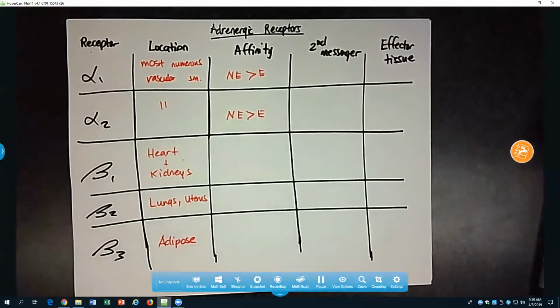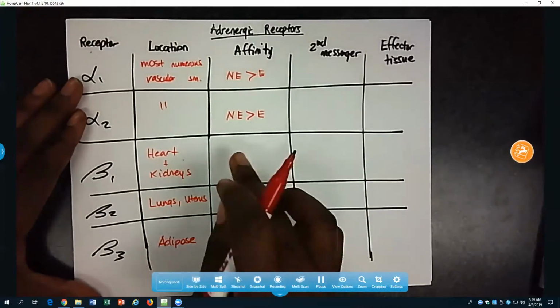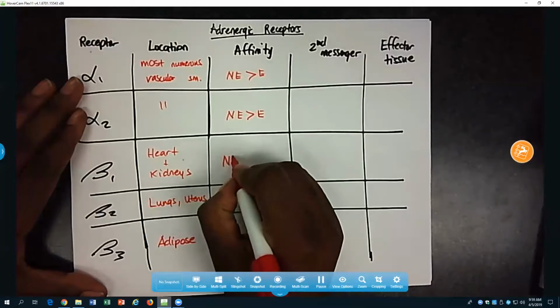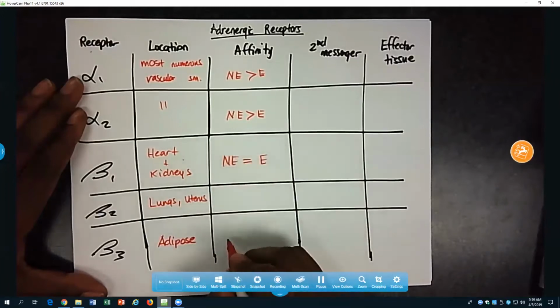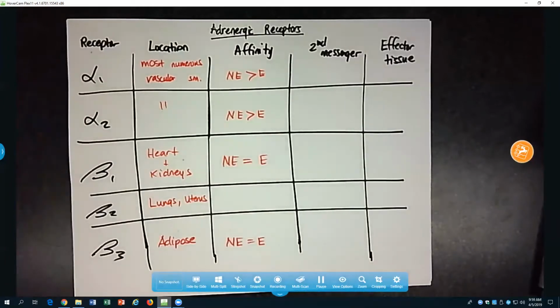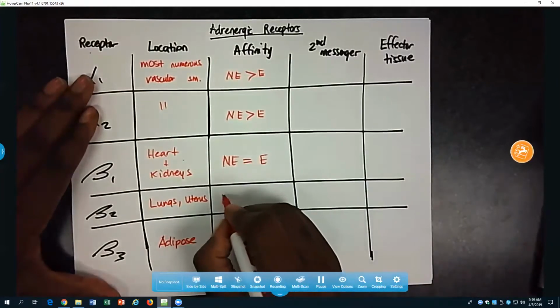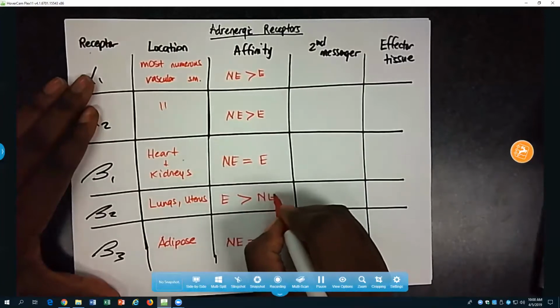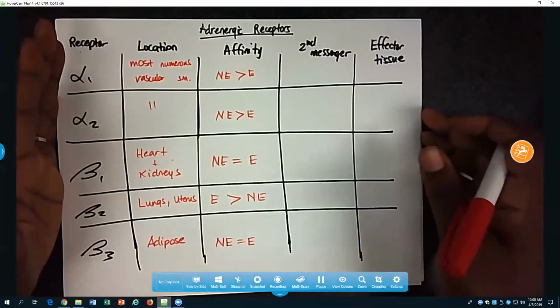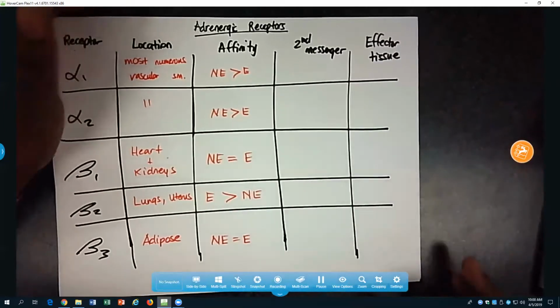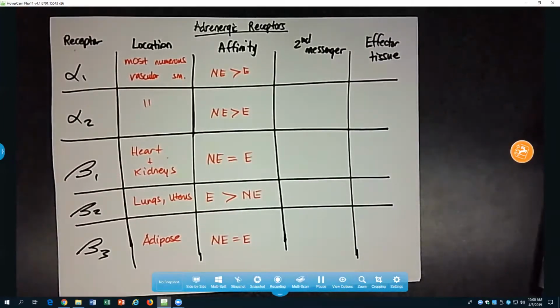Okay. What about beta-1 receptors? Equal affinity. Good. So beta-1 and beta-3 have equal affinities for norepinephrine and epinephrine. Beta-1 and beta-3. And then beta-2 is sort of the unicorn. What is its preferred neurotransmitter? Epinephrine. So beta-2 prefers epinephrine over norepinephrine, right? Let's talk about their second messenger. So this is their signal transduction pathway.